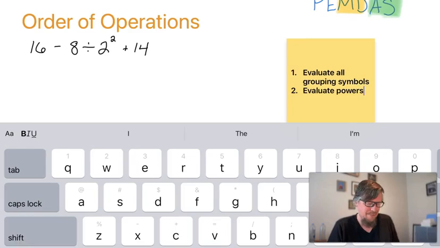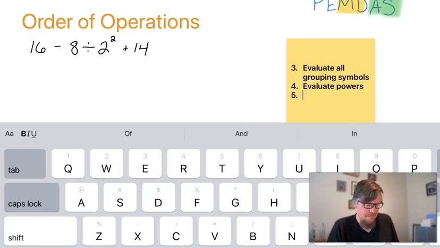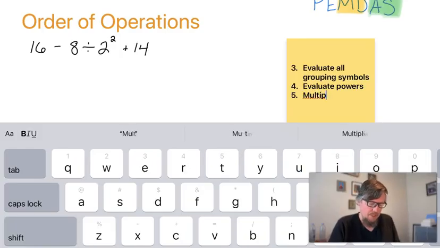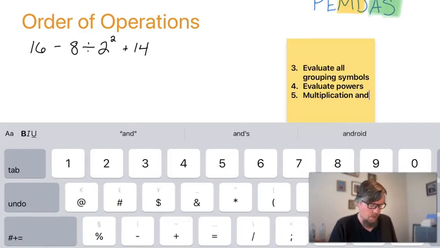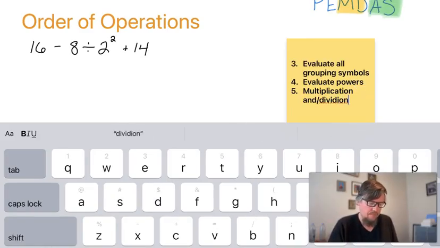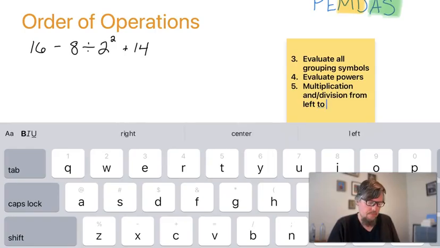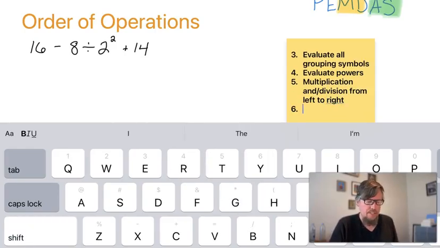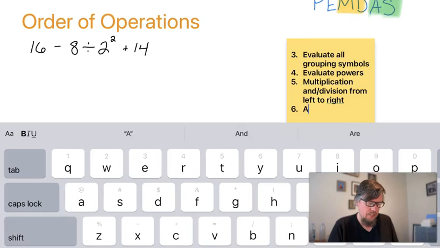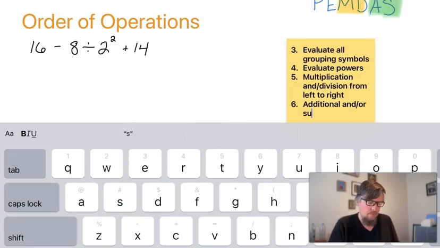I don't know why that's suddenly at number five there. All right, there we go. We're just going to let it ride. No, the third step is we're going to do multiplication and or division, if I can spell here, from left to right. And then our final step is going to be addition and subtraction. Addition and or subtraction from left to right.